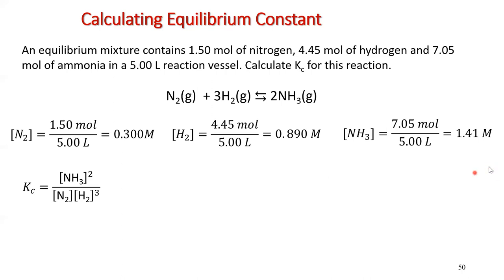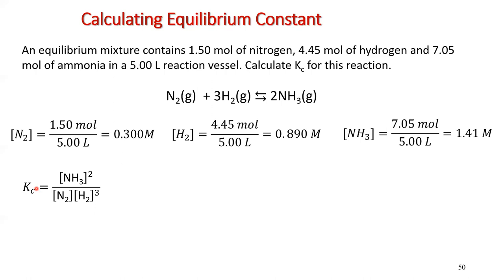All right, so to write our K expression, we've got our product. So ammonia squared over our reactants. So nitrogen to the first power times hydrogen to the third power. So now that we've written the K expression, we know the equilibrium concentrations. We're going to plug these numbers into our expression and get our value for K. And there are no units for an equilibrium constant, so you don't have to worry about that part. So actually write the numbers down, then plug them into your equation.